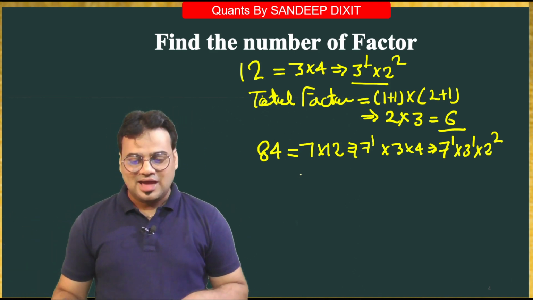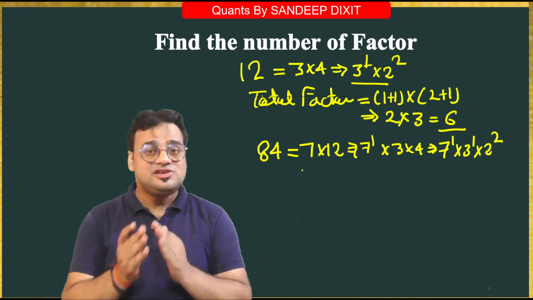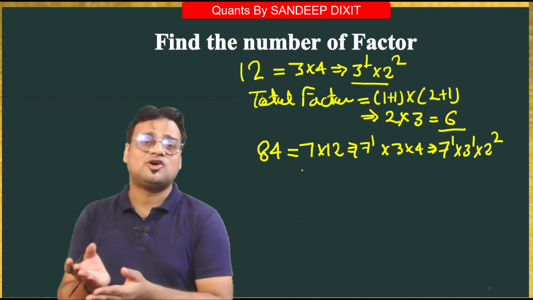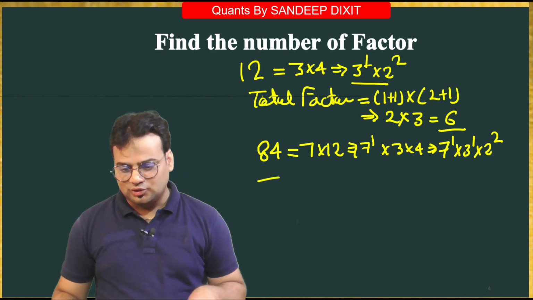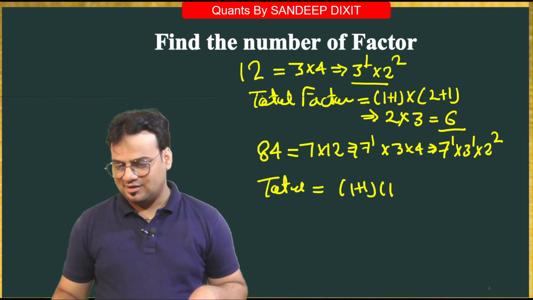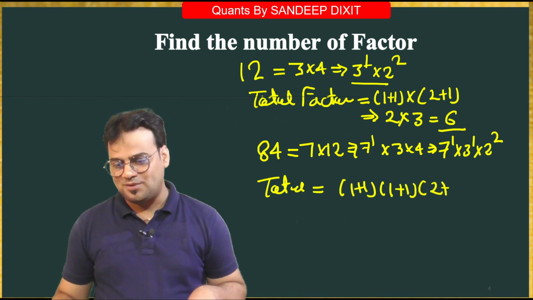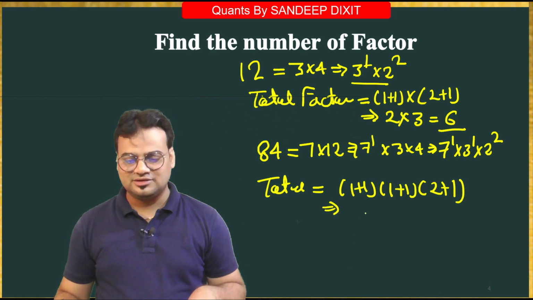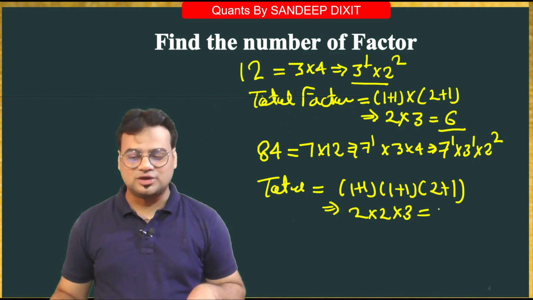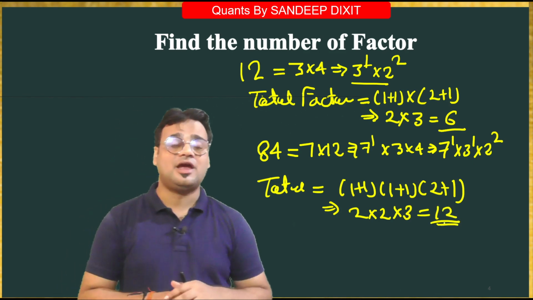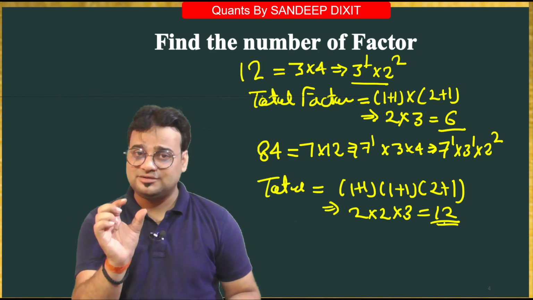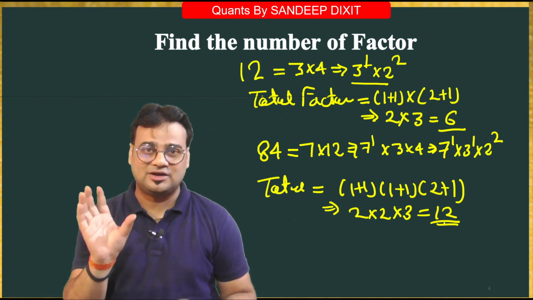So we add 1 to each of the powers of the primes and multiply them. That gives the total number of factors. So 1 plus 1, 1 plus 1, and 2 plus 1. Our answer is 2 into 2 into 3, that means 2 twos are 4, 3 fours are 12. So the total number of factors of 84 is 12. In this manner you can calculate the total number of factors of any number.